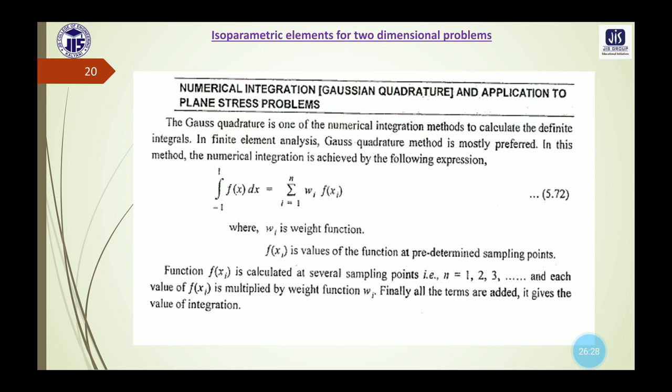So this is the formula and the concept of this Gauss or Gaussian quadrature in case of finite element analysis. And this formula, equation number 5.72, you need to remember: integration from -1 to 1 of f(x) dx equals summation i equals 1 to n of w_i f(x_i), where w_i is the weight function and f(x_i) is the value of the function at predetermined sampling points.